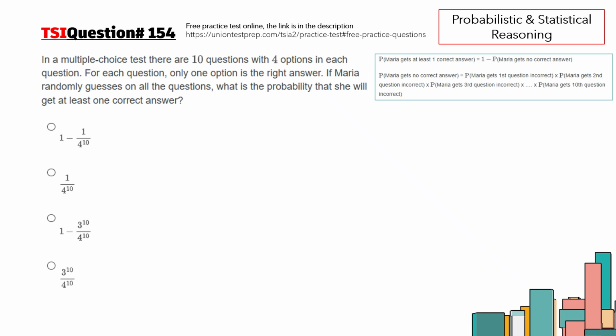In a multiple choice test, there are 10 questions with 4 options in each question. For each question, only one option is the right answer. If Maria randomly guesses on all the questions, what is the probability that she will get at least one correct answer?